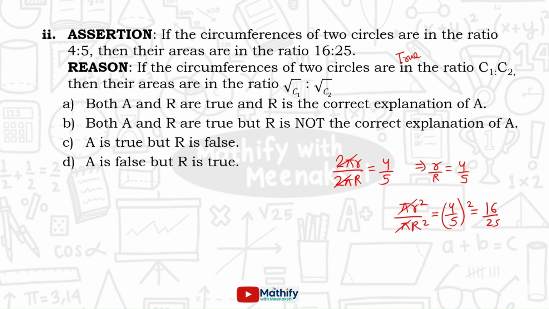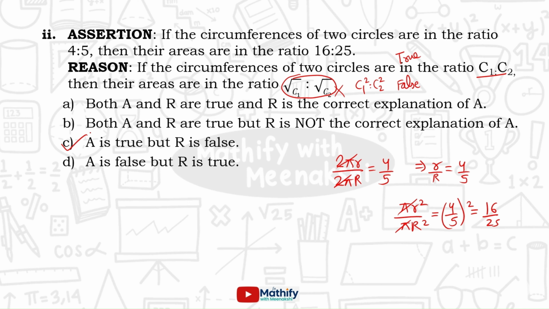Now let's see reason. If the circumference of two circles are in the ratio of C1 is to C2, then their area is in the ratio of roots. No, as I told you, area will be square of these two. So this is false. That means which option is true? C.